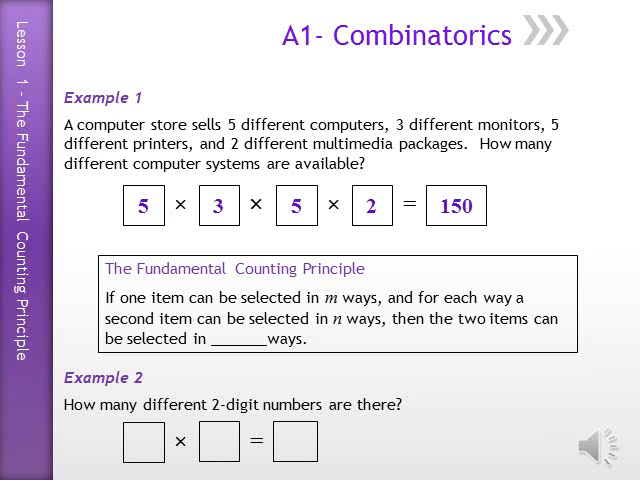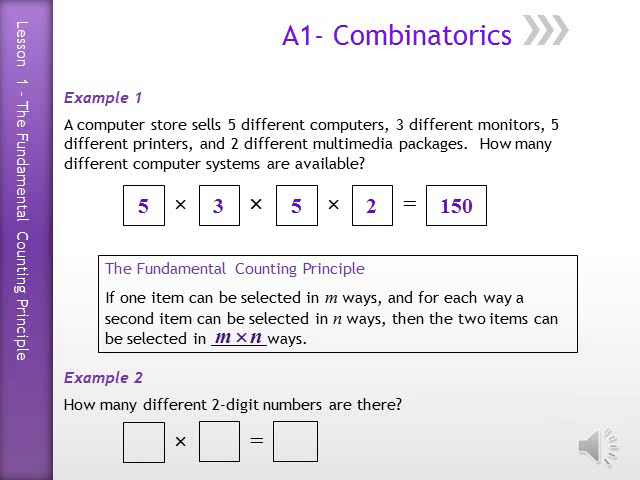Now it is time to define the fundamental counting principle. If one item can be selected in m ways, and for each way a second item can be selected in n ways, then the 2 items can be selected in m times n ways.